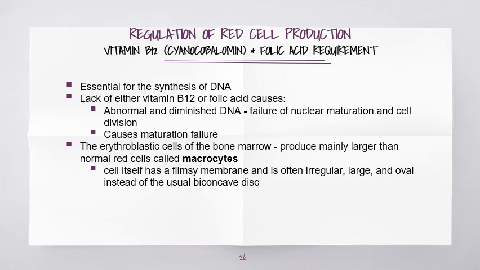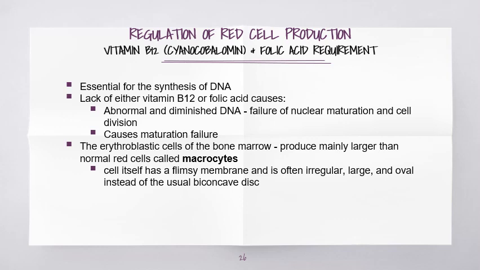Both of them are essential in the synthesis of DNA because each is required for the formation of thymidine phosphate, one of the essential building blocks of DNA. So lack of either B12 or folic acid causes abnormal and diminished DNA, causing a failure of nuclear maturation and cell division. So in patients with vitamin B12 or folic acid deficiency, its main effect on the blood is an abnormal nuclear maturation.